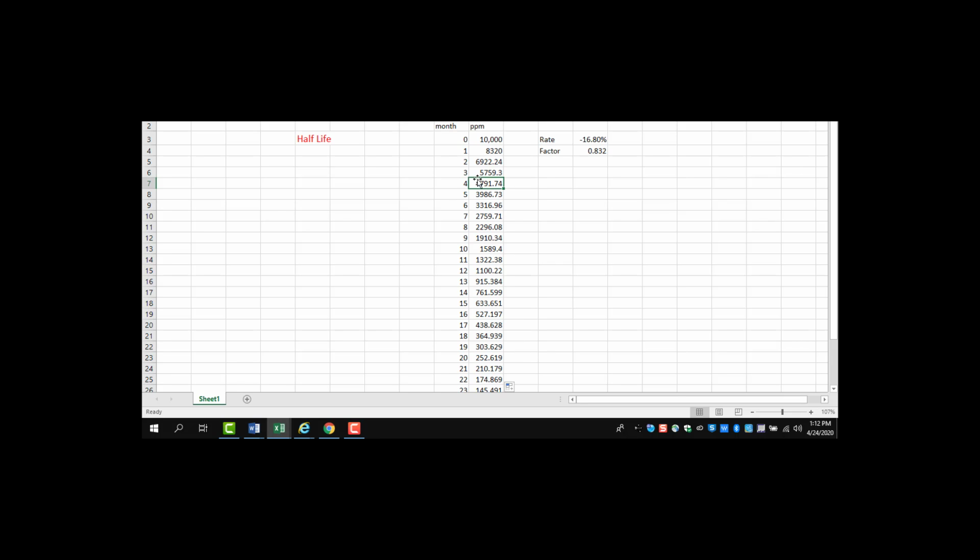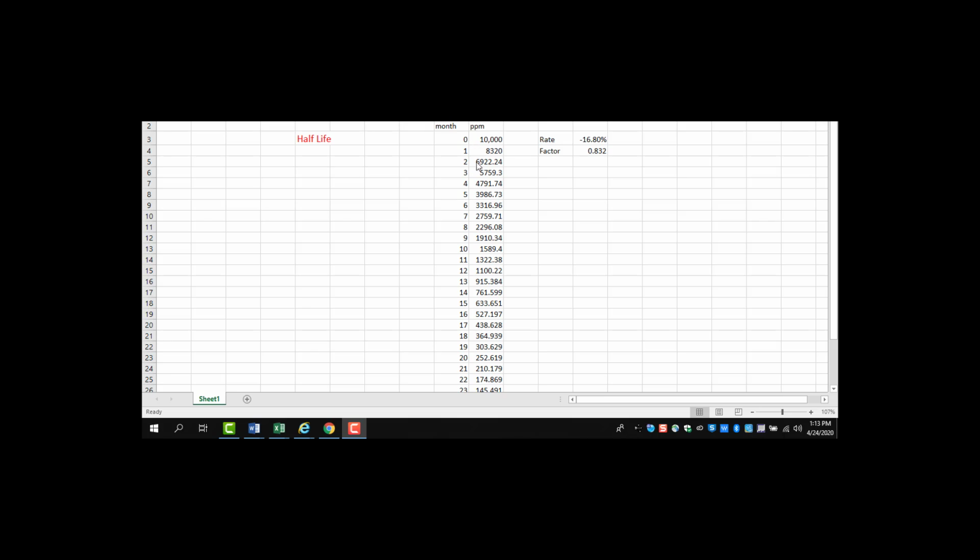So then how long does it take to go from 4,700 to half that, which would be 2295, and that's going to be 1, 2, 3, a little under 4 months, right? A little under 4 months to get to 5,000, a little under 4 months to get to 2,500, a little under 4 months to get halved again. So the half-life is about 3.5 months.